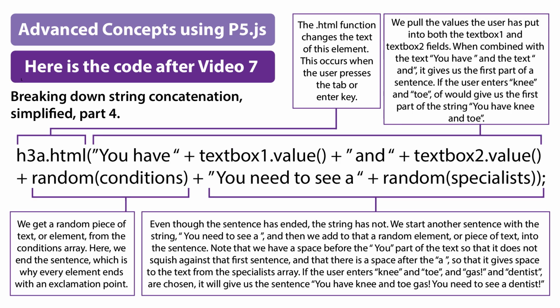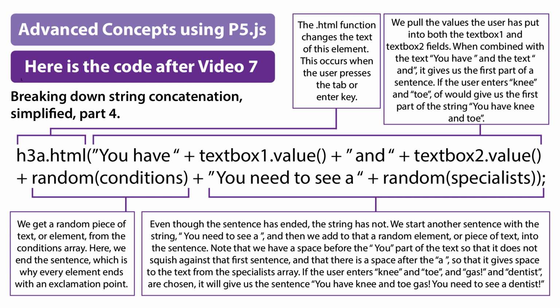Okay, so here we have the full sentence and all the commands that we are using with the HTML command. So here we have "you have" plus the value of the text box one variable, plus "and" plus the value of the text box two variable, plus a random element from the conditions array, plus "you need to see a", plus a random specialist from the specialist array.